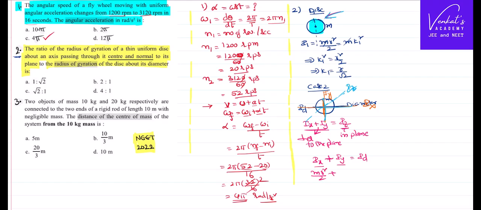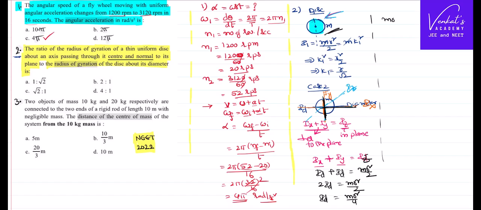So in the place of Ix, I will write I diameter. In the place of Iy also I will write I diameter. Then I will write Iz as this, because that is perpendicular to the plane, that is mr square by 2. So 2 times I diameter is mr square by 2. So I diameter is mr square by 4. That is the moment of inertia about the diameter.